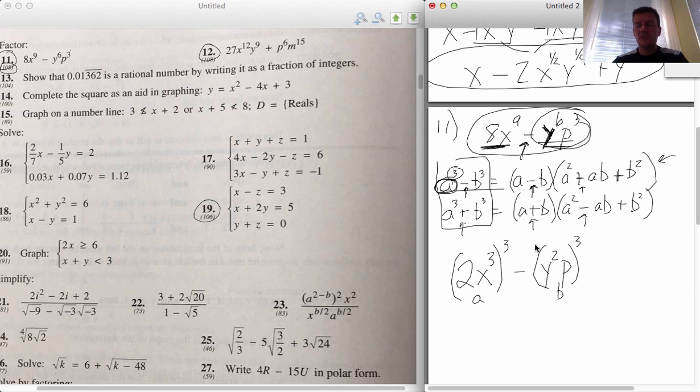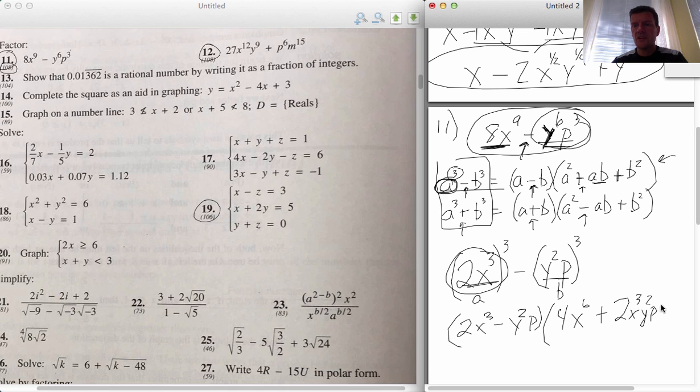You just follow the formula. So it's going to be a minus b, or 2x cubed minus y squared p. And then it's going to be a squared, so it's 2x cubed squared, which would be 4x to the 6th, plus ab, so just multiply these two terms together, 2x cubed y squared p, and then plus b squared. And that's going to be the y squared p squared, which is going to be y to the 4th and p squared. Put parentheses around that, and you are done.